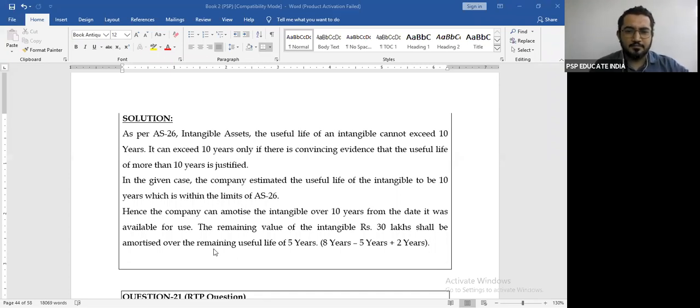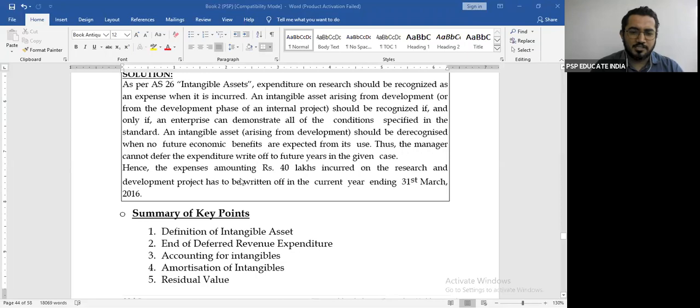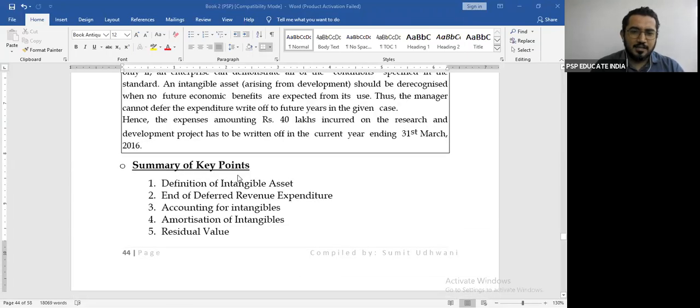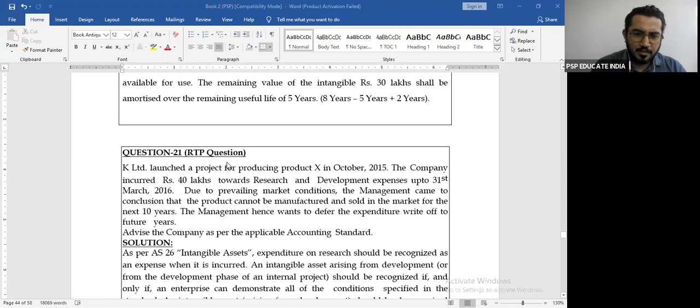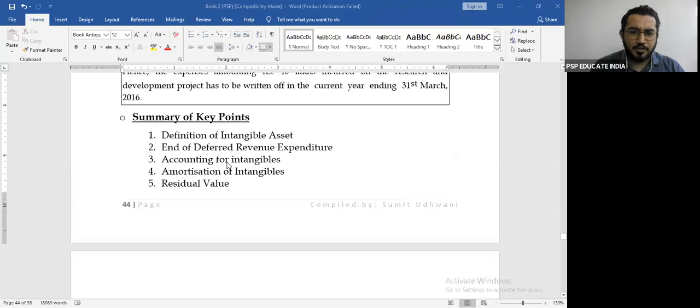Okay, fine. I guess we all are done with that. So let's quickly go to the summary of key points. Let's finish this off and then we go to a new standard. Let's quickly revise the entire standard using the summary of key points.